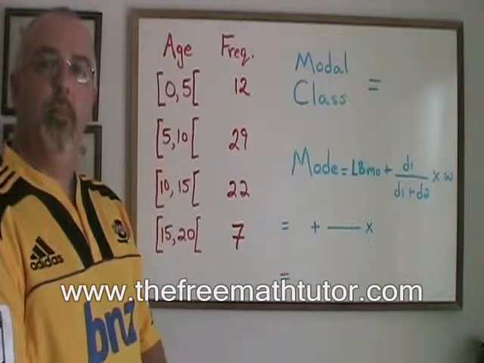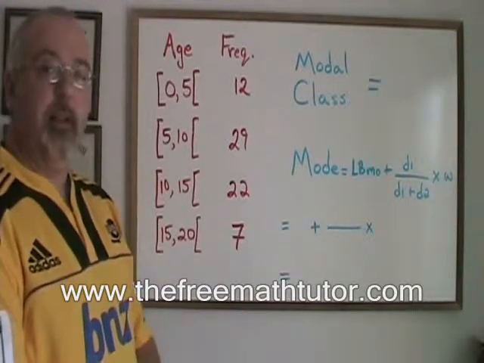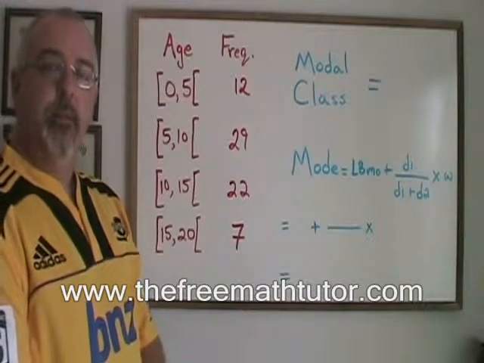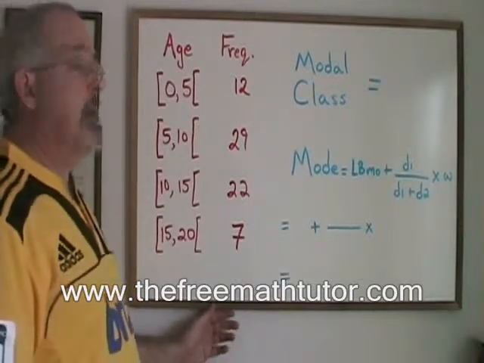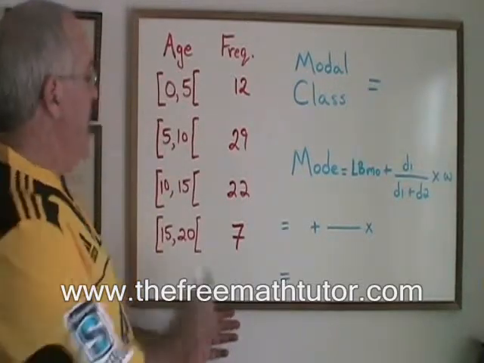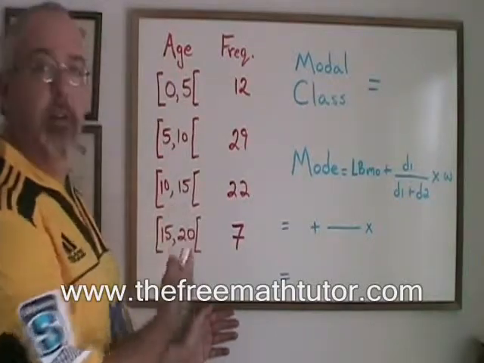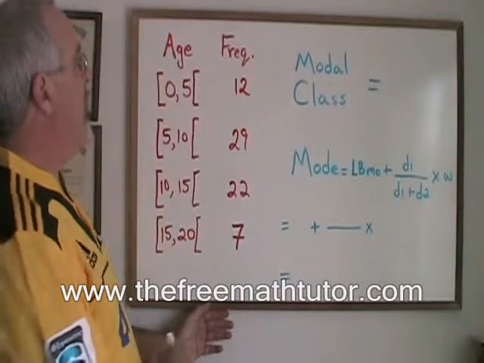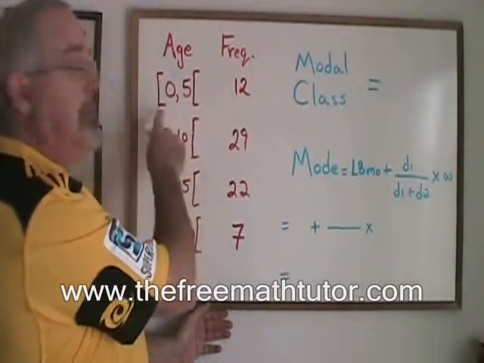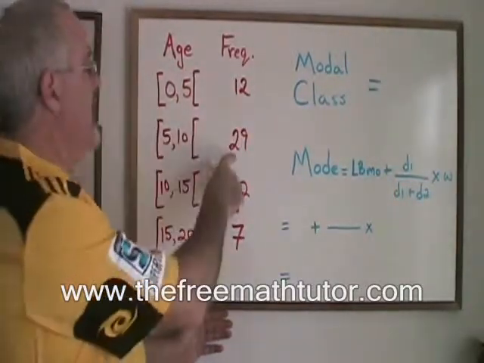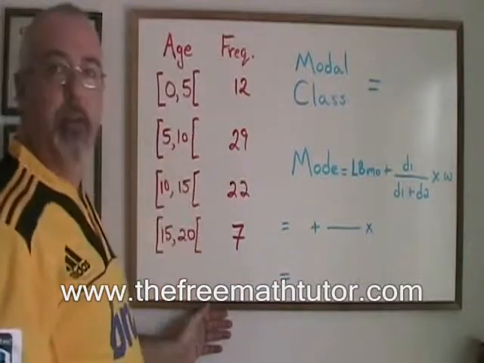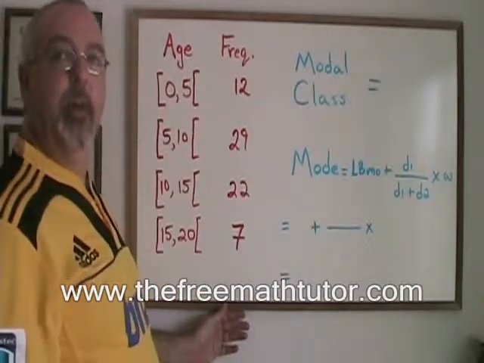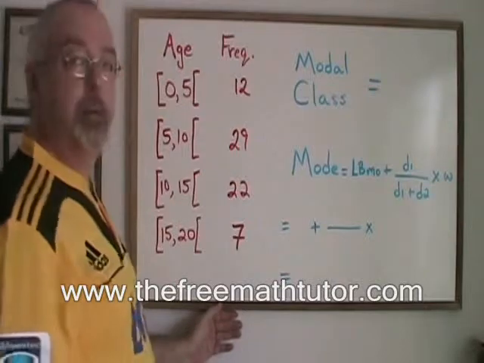How do we find the mode of data that is grouped into classes? The first thing that we have to do is find the modal class. In this example, my data is the age of cars owned by a number of people, where there are 12 people who own cars between 0 and 5 years old, 29 people who own cars between 5 and 10 years old, etc. The modal class is the class with the highest frequency.